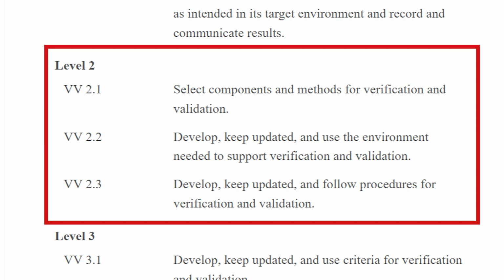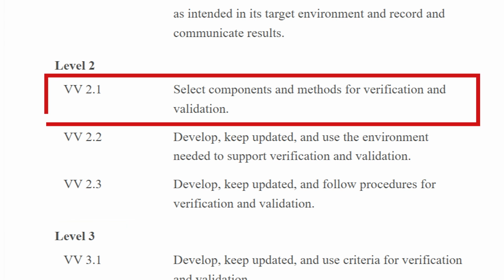Starting at Level 2, this changes. All Level 2 and 3 practices specifically refer to both verification and validation. Hence, although the disciplines of verification and validation have different focuses, the Level 2 and 3 practices apply equally to both. For example, VV 2.1 states, select components and methods for verification and validation. The practice is about choosing when and where to conduct verification and validation activities and what methods to use.